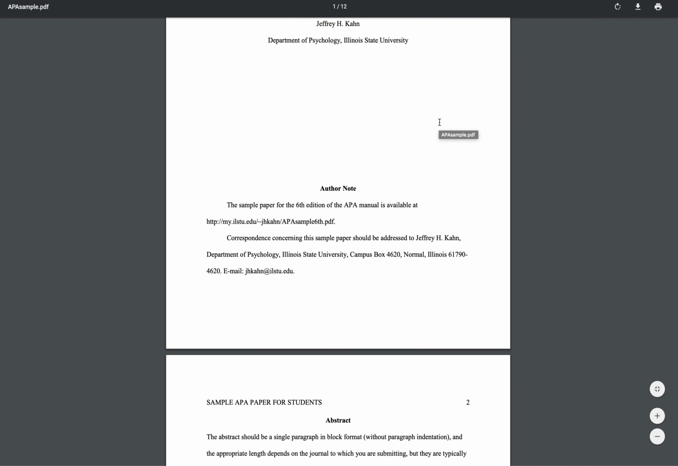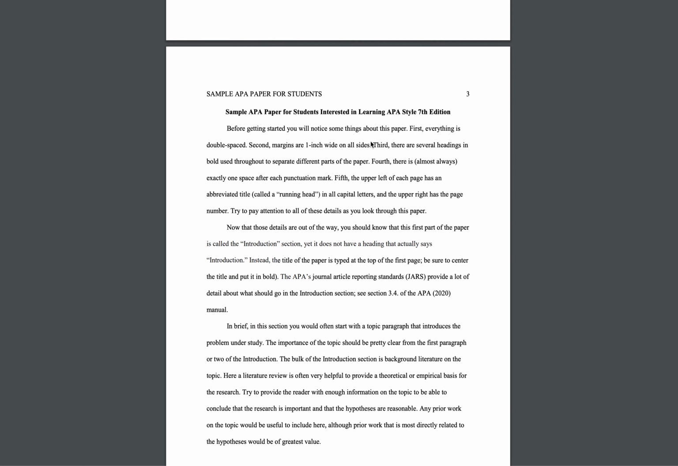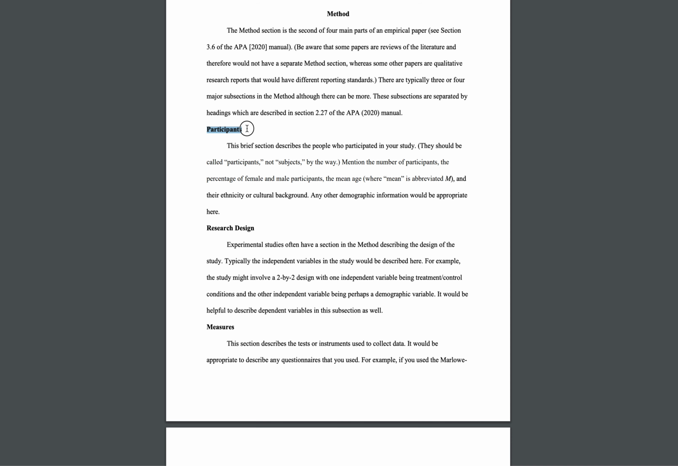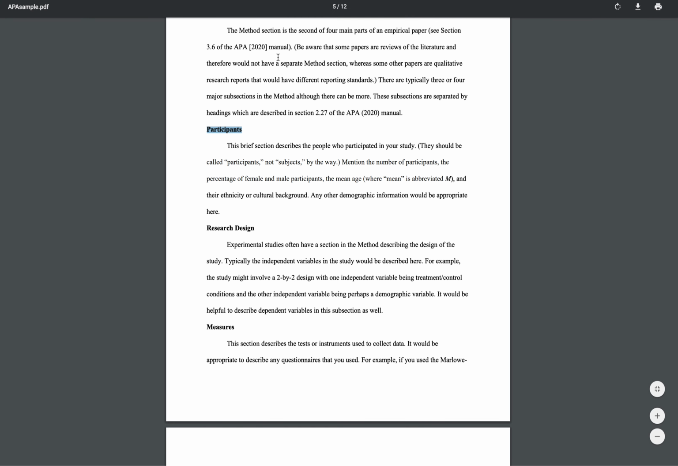I love this sample paper, and it's already updated to the 7th edition, which is nice. It basically just shows you what happens in each section. I know I've thrown this up before, but I just want to remind you that this is great for how do I do the headings for the methods section, what do I put in the participants section, and so forth.